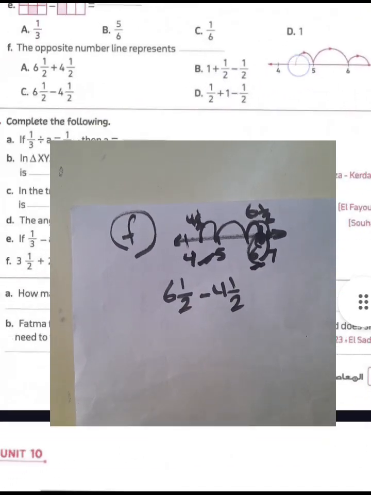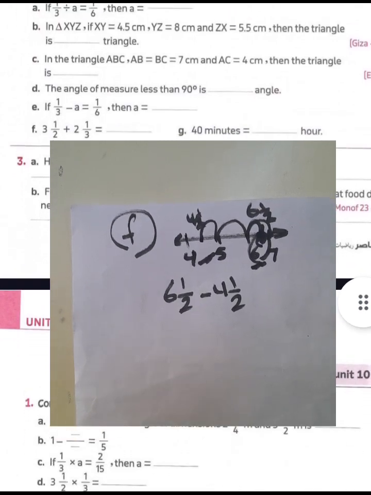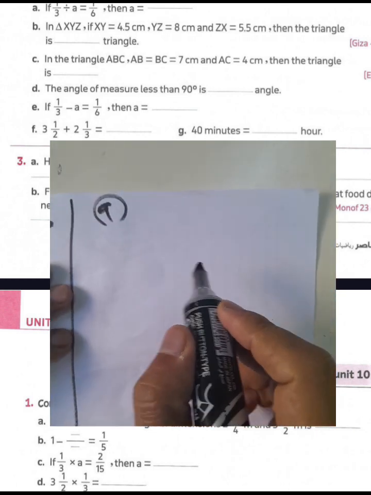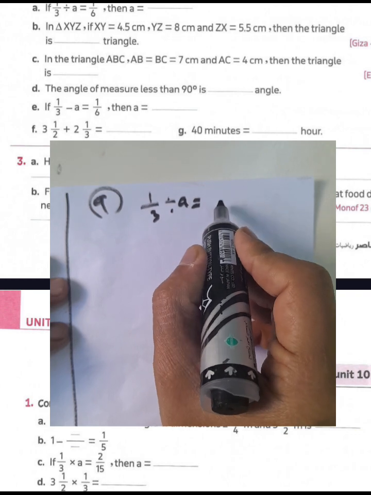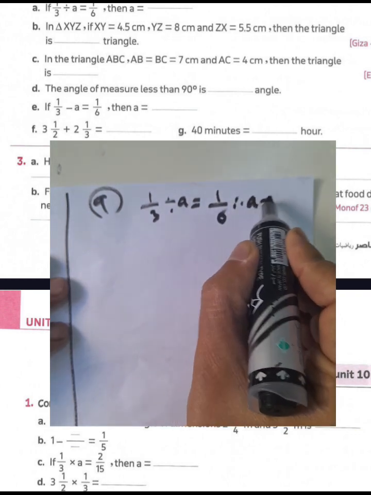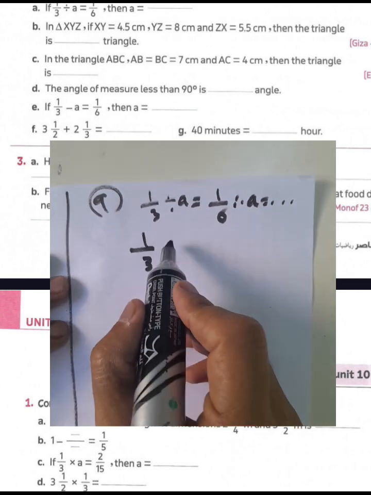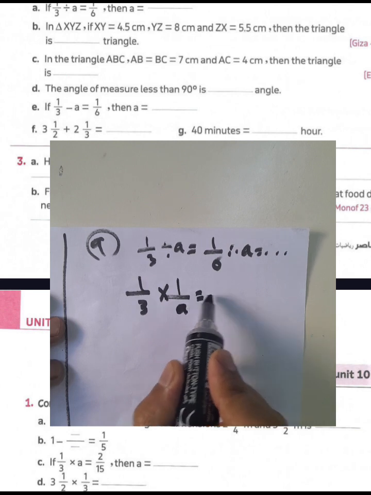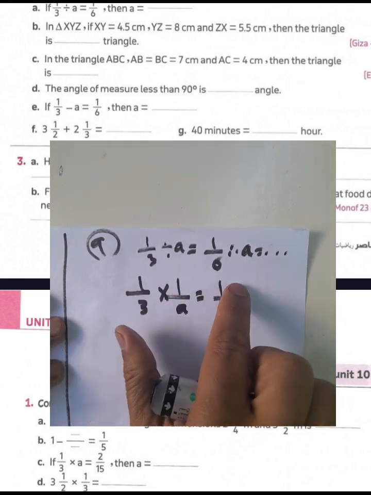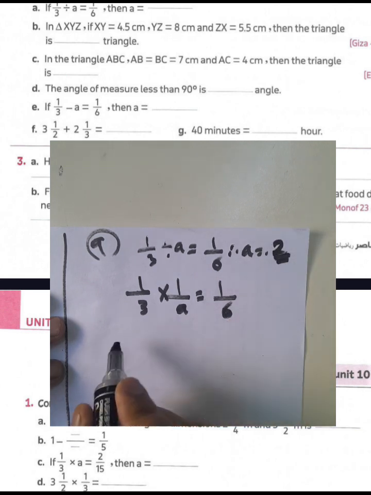Next question. Question number 2. Complete letter A. If a third divided by a equals 1/6, then the value of a equals blank. We can write 1/3 and convert from division to multiplication and write the inverse of a, 1/a equals 1/6. 1 times 1 equals 1, 3 times 2 equals 6, and the value of a equals 2.